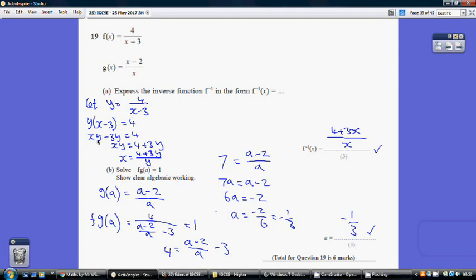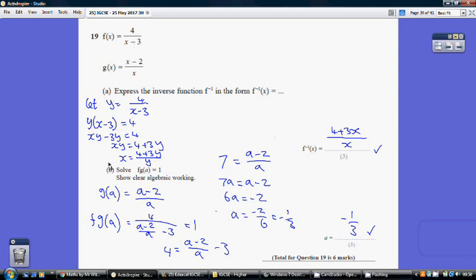Then we only want those terms involving x to be on the left hand side and those without x to be on the right, so I've chosen to add 3y to both sides. Then I've divided through by y, giving me x equals 4 plus 3y over y. Now remember, y is just something you've introduced to help you rearrange. Our final answer needs to be 4 plus 3x over x, because we're just rewriting this function, and the function involves x, so the inverse function must also involve x.